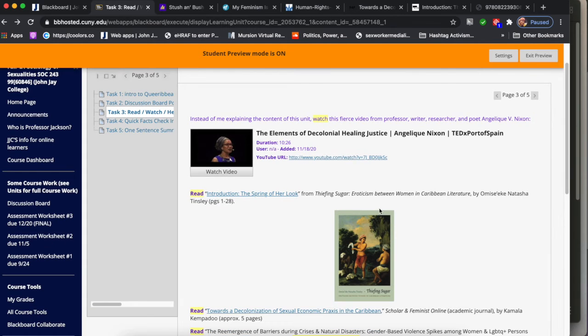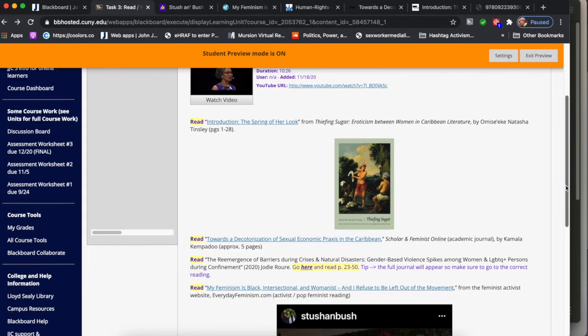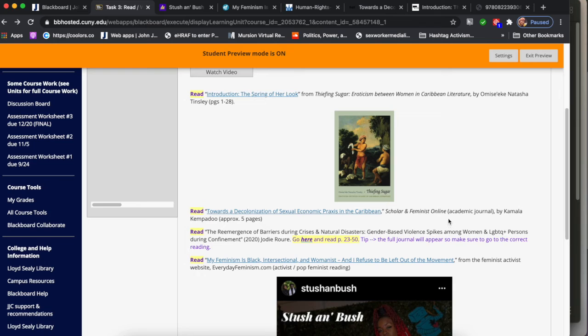Especially to help you understand what it is that you perhaps read in Thieving Sugar, what you read about Kempadu talking about decolonizing sexual economic praxis, what you read about how gender-based violence spikes among women and LGBTQ persons during times of crises, whether it's something like an earthquake or what we've been experiencing for over a year and a half now, with COVID-19.